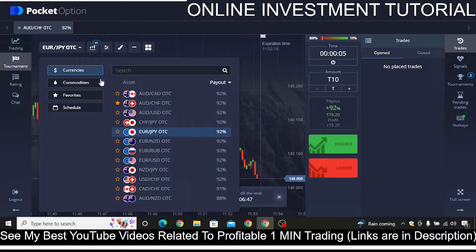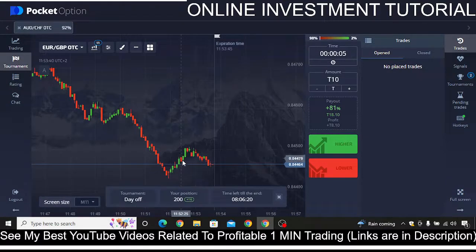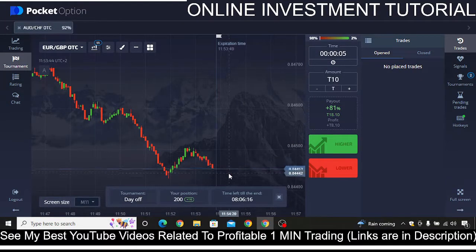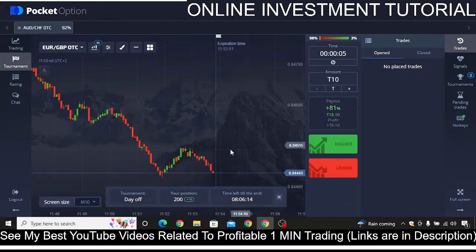I'll quickly check out another currency where there is a good hill pattern. Okay, so here you can see a good type of hill pattern, a clear hill pattern is being formed. Now here is the place where you can make a trade. Just when it is going above, you need to take a higher trade. When it is coming below, you need to continuously take a lower trade.